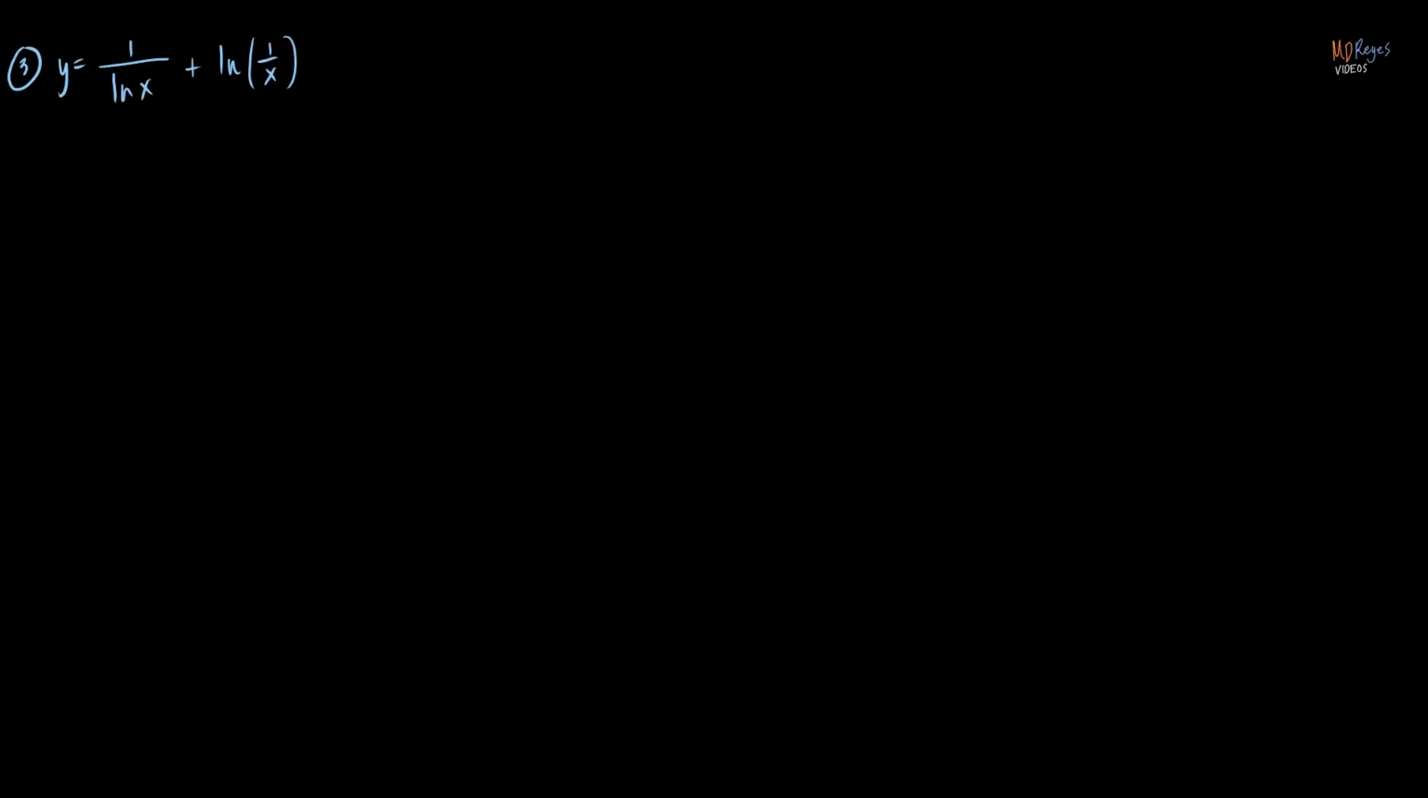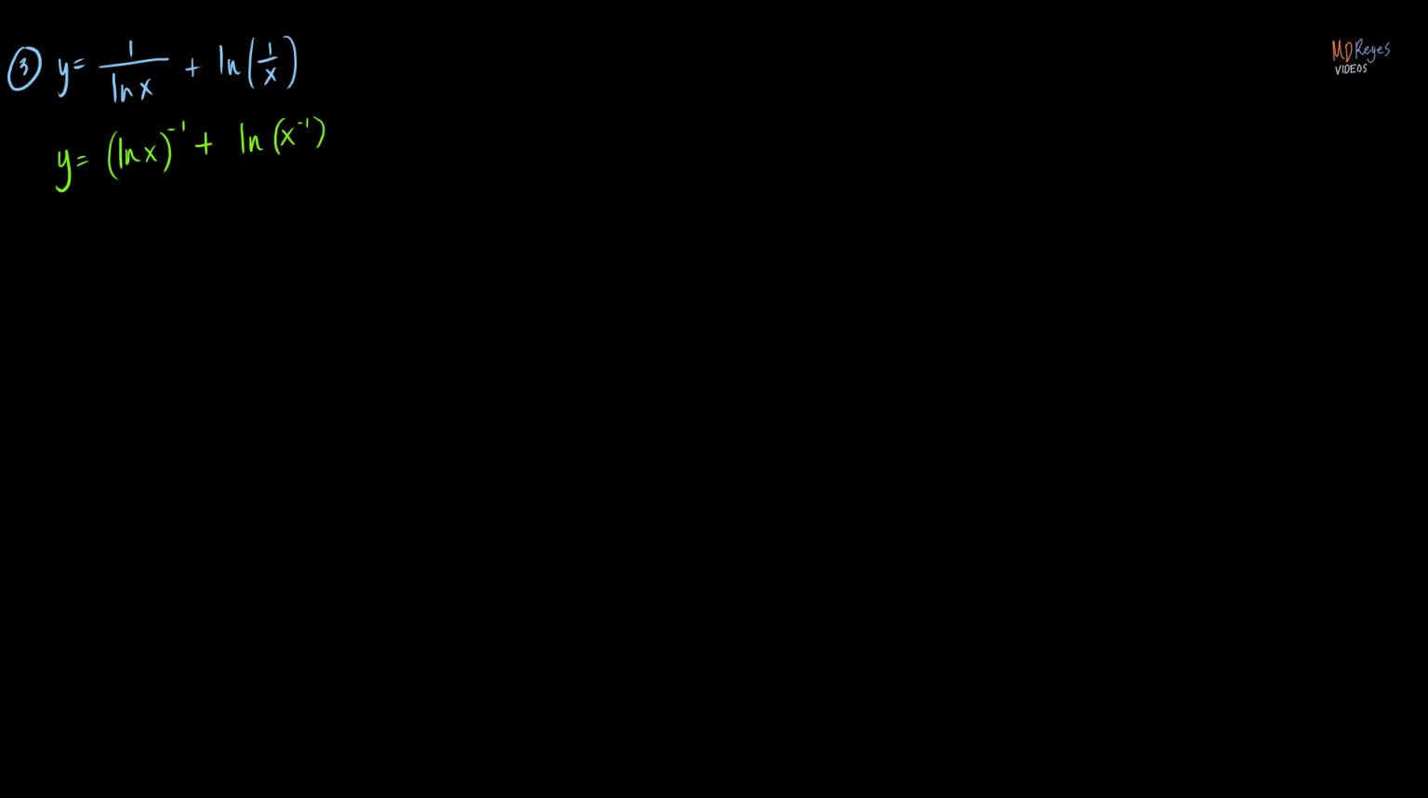Now this is example number 3. y is equal to 1 over ln of x plus ln of 1 over x. Okay, we rewrite the function first so that we can differentiate it easier without using any quotient rule. So y, we're not differentiating yet, I'm just rewriting, can be written as ln of x raised to negative 1. When we write ln of x in the numerator, it becomes ln of x raised to negative 1 plus ln of x raised to negative 1.